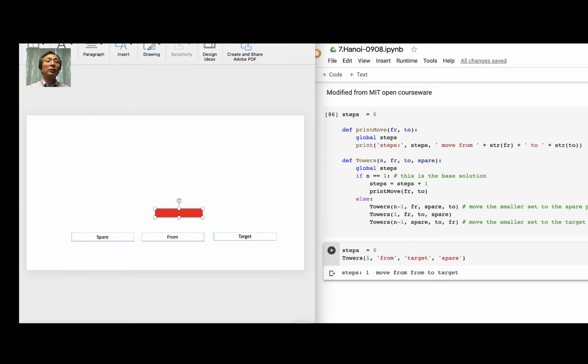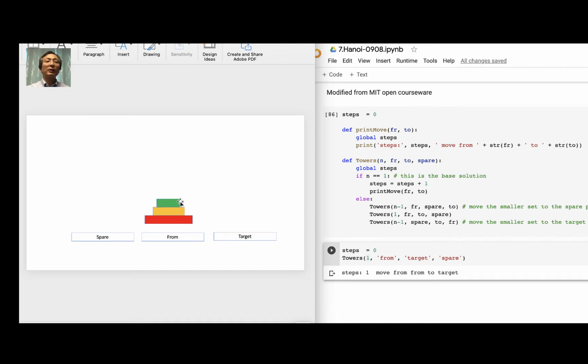If there's one disk, we can just move it. That's straightforward. If there are two disks, we need to move the smaller one to a spare site, and then move the biggest one to the target, and then move the smaller one to the target.